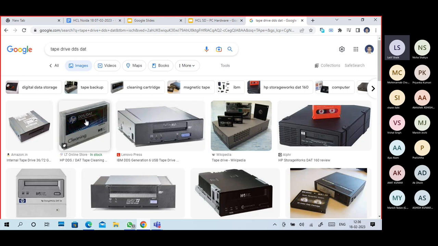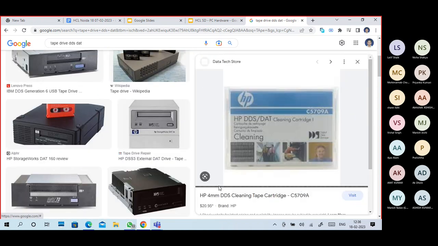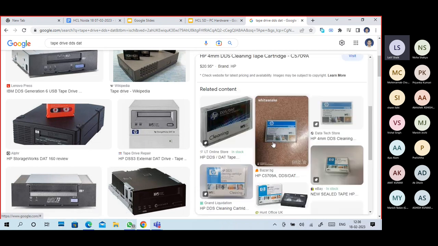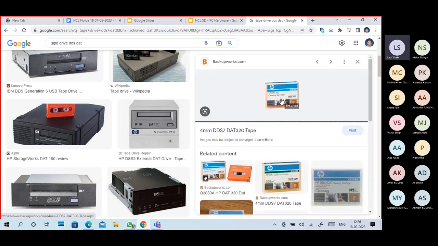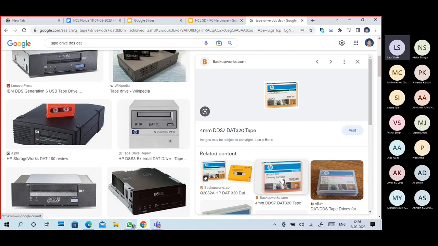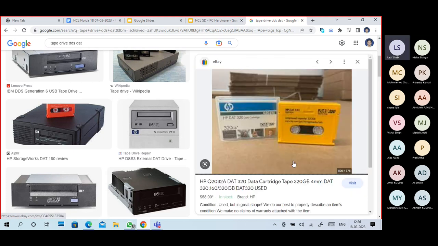Different sizes are there. You can see this is an HP DDS or DAT cleaning cartridge. It's a cleaning cartridge, like a head cleaning cartridge. In the same way, cassettes are there. It's also a cleaning cartridge. This picture is given in a very small size. So 320 GB of data we can store, and 80 GB also. See, this is a cassette and this is how it looks.